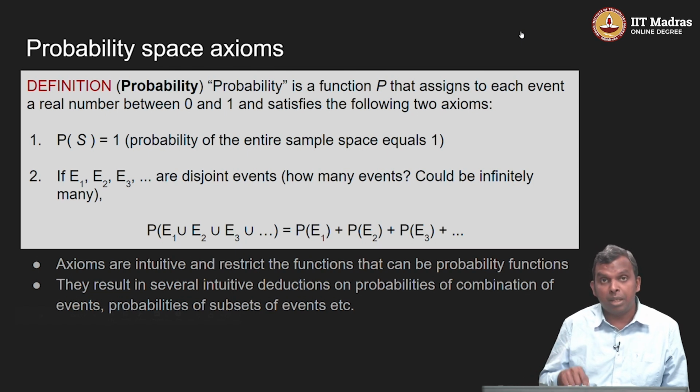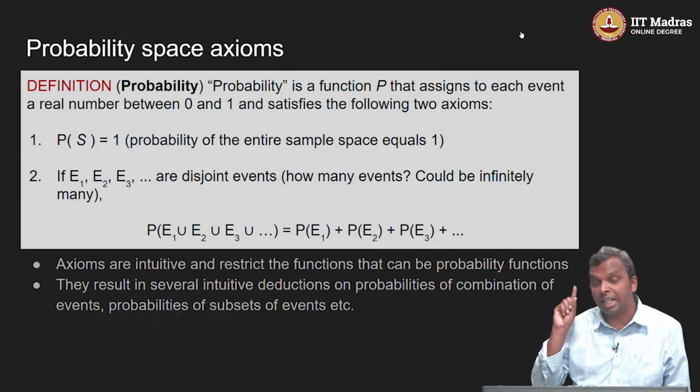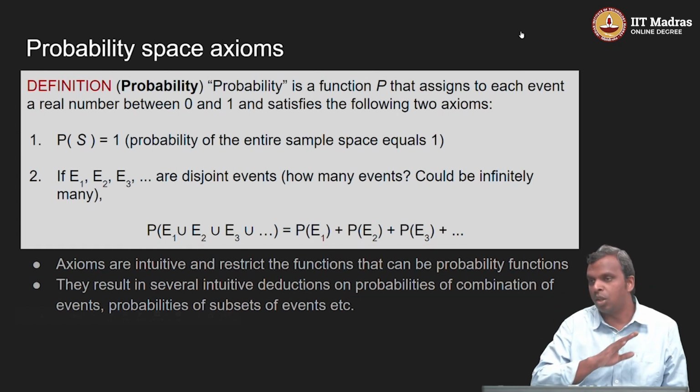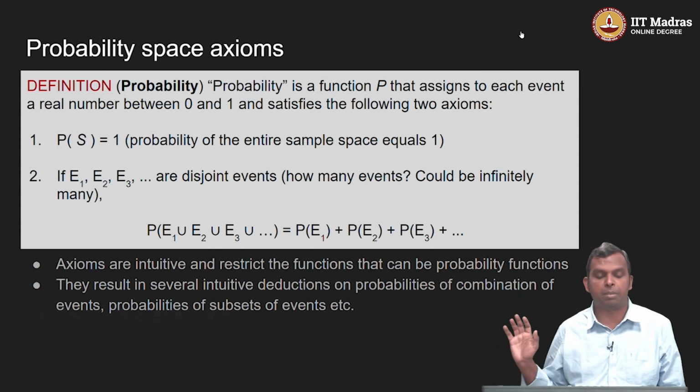P of S, the probability of the entire sample space, is going to be 1. That's the first axiom. You have to ensure that for the entire sample space, you associate a probability of 1. Otherwise, it's not a valid probability function. It's not a valid probability space.